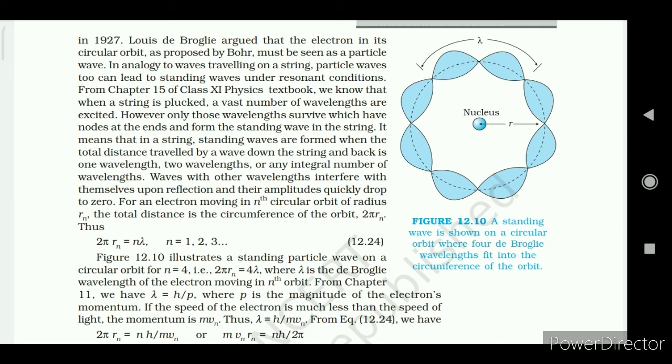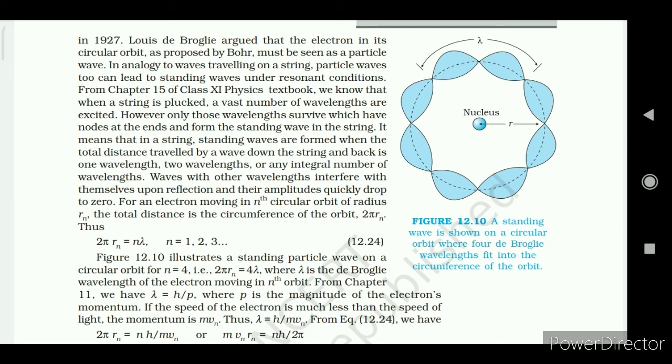From chapter 15 of the class 11 physics textbook, we know that when a string is plucked, a vast number of wavelengths are excited. However, only those wavelengths survive which have nodes at the ends and form a standing wave in the string. It means that in a string, standing waves are formed when the total distance traveled by a wave down the string and back is one wavelength, two wavelengths, or any integral multiple of the wavelength. 2 pi Rn is equal to n lambda, where n is equal to 1, 2, 3 and so on.